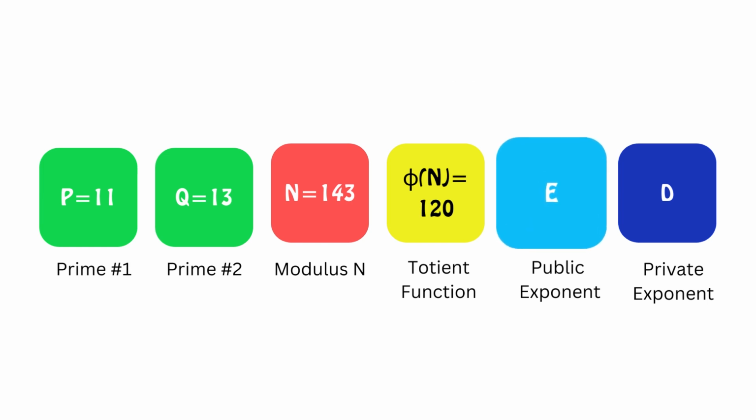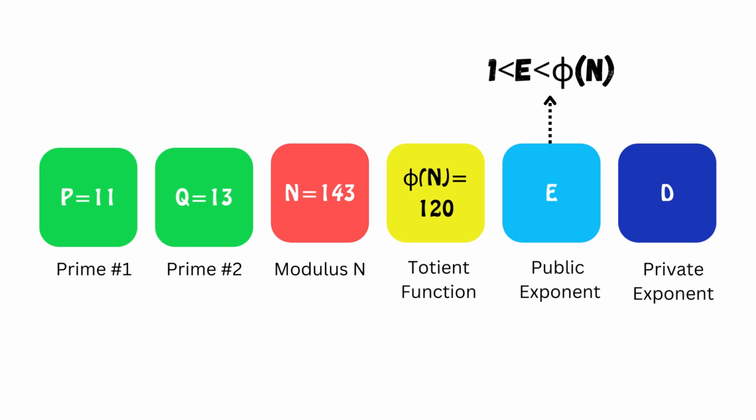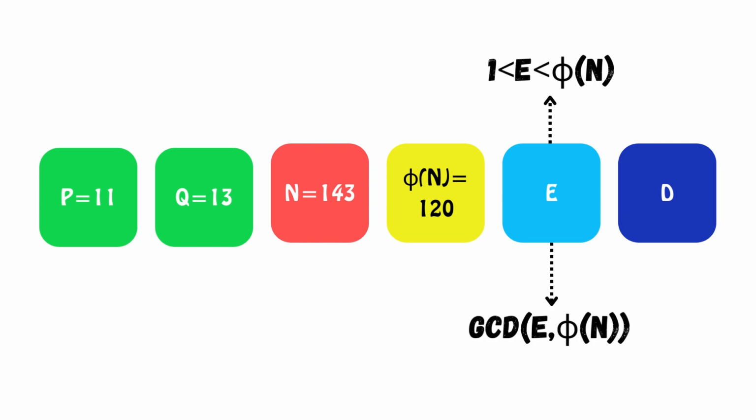Now we get to the fun part. In order to calculate the value of E, the value of E is chosen based on 2 conditions. The first condition is that the number E is greater than 1 and less than the Euler's totient function of N, which is 120. The second condition is E must be coprime to the totient value of 120 in our case. Coprime means E and phi of N must not share a common divisor.